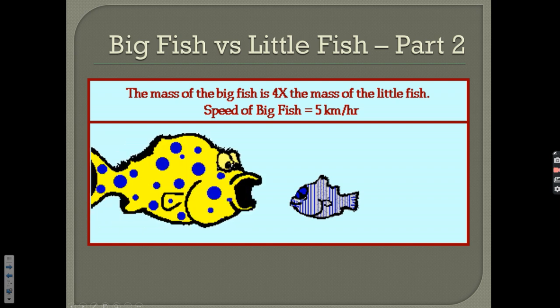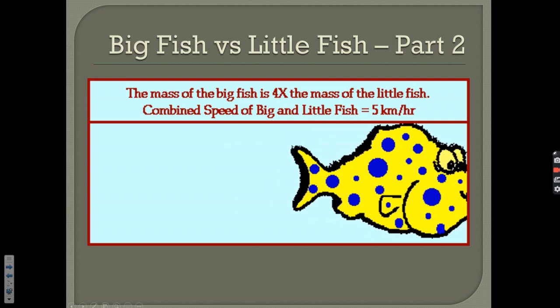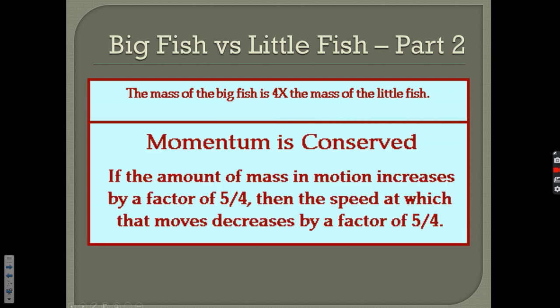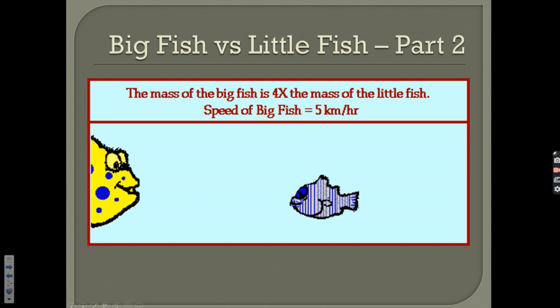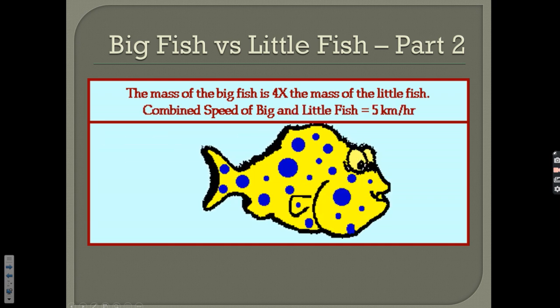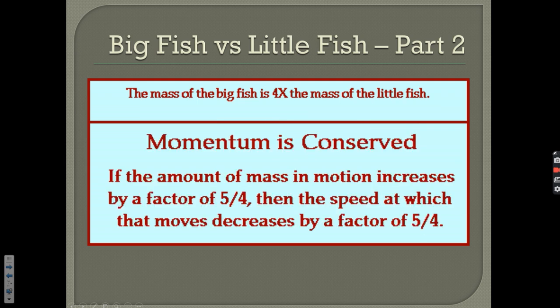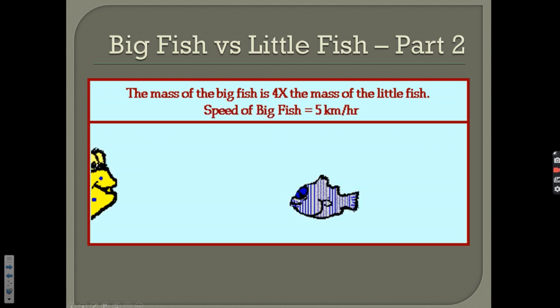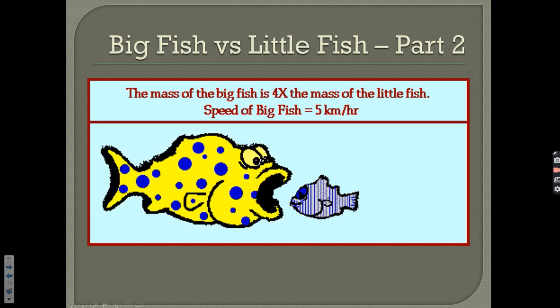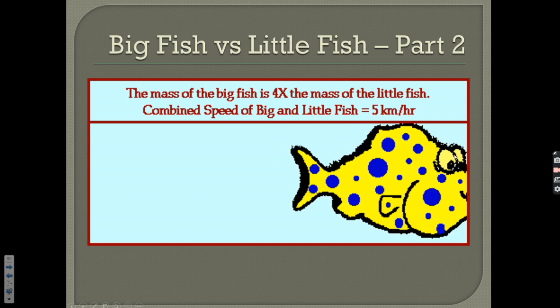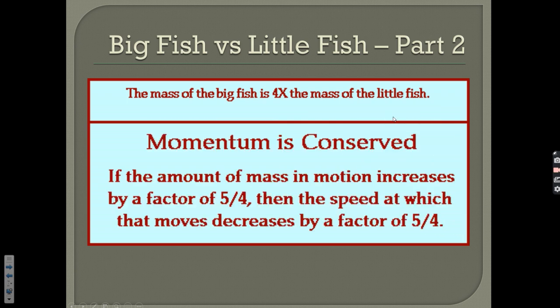Consider now if the large fish was the one moving at 5 kilometers per hour. If the mass goes up by a factor of 5 over 4, then the velocity should decrease by a factor of 5 over 4. Now we're going to wait for this animation to start again, and when it does, notice that it's saying the initial velocity is 5 kilometers per hour right here, but it says here that the final velocity is also 5 kilometers an hour, which is actually a misprint.